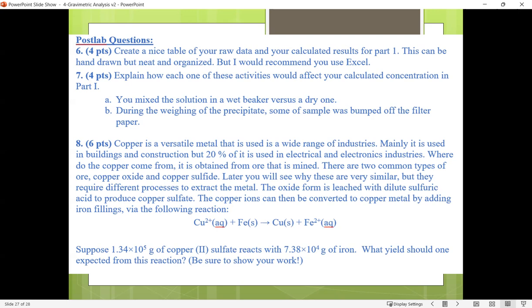Now the last one here, copper's versatile. Suppose you have this many grams of copper sulfate and this many grams of iron. What yield would you expect? So here, if you haven't seen this in class, you have to do 2 reactions. So you have copper going to form either product, but since we're asking what the yield of the copper would be, that's what we would go to.